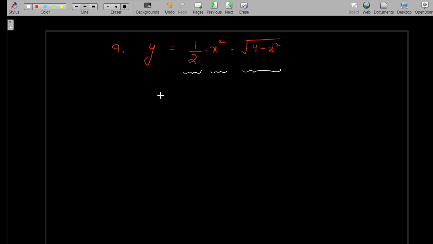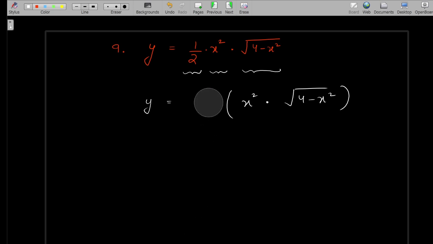This 1/2 will be there in your final answer, so you can just write y equals 1/2 times x squared times square root of 4 minus x squared.